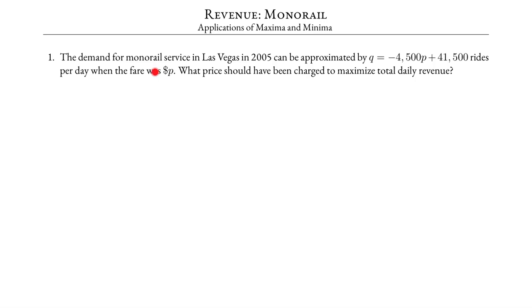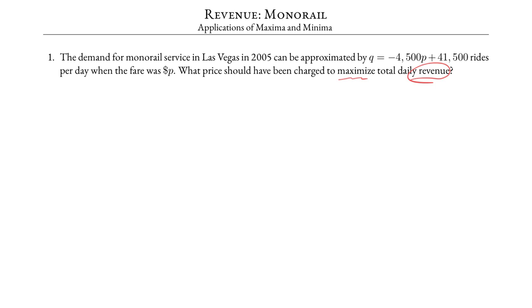The demand for monorail service in Las Vegas in 2005 can be approximated by Q equals negative 4,500P plus 41,500 rides per day when the fare was P dollars. What price should have been charged to maximize total daily revenue? We are asked to optimize, specifically to maximize the daily revenue.